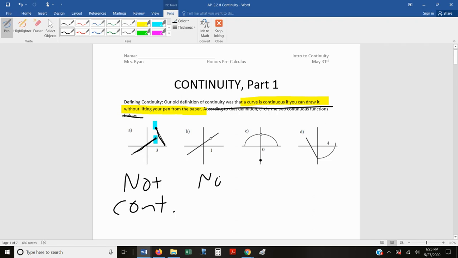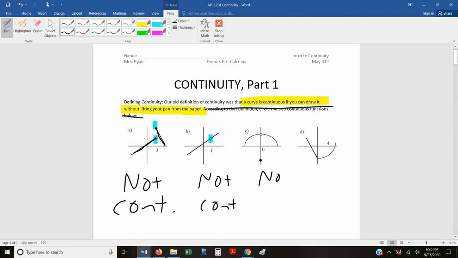Part B is also not continuous. There's always somebody who likes to be clever and say, I can draw this without lifting my pen. But the point is that there's a hole in the graph at x equals 1. So because you have that removable discontinuity at x equals 1, part B, that graph is not continuous.